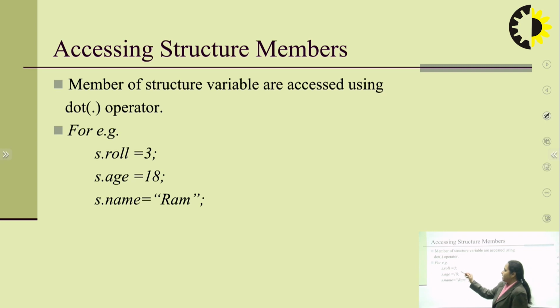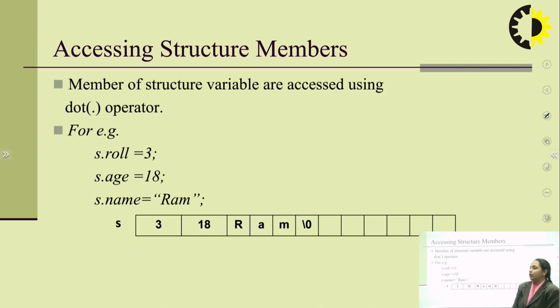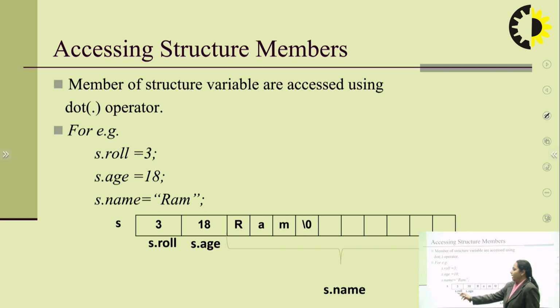As soon as I define these three statements, these three values are initialized. How will this be stored in memory? Like this. First, s.roll 3 will be stored, at age 18 will be stored, and at name Ram will be stored. So as soon as we initialize the values, the data gets stored in memory in the same way.